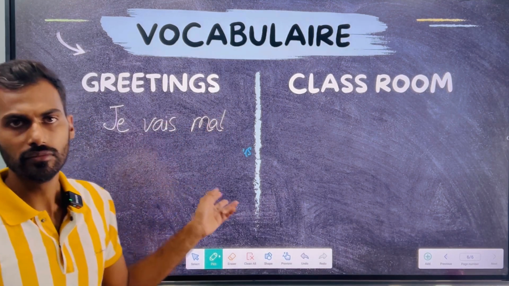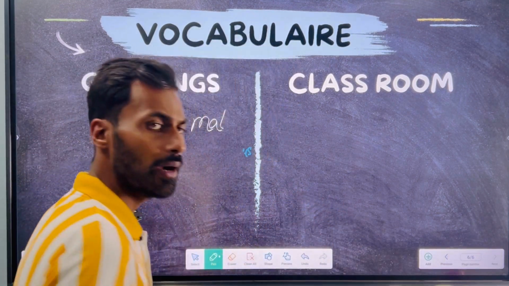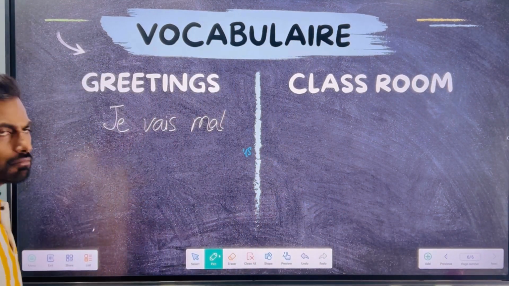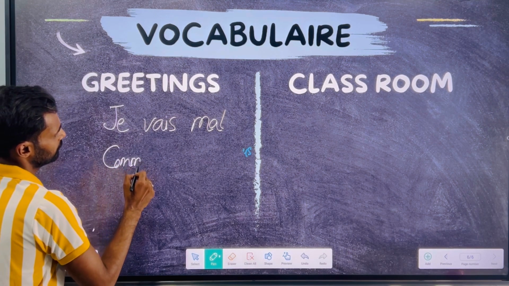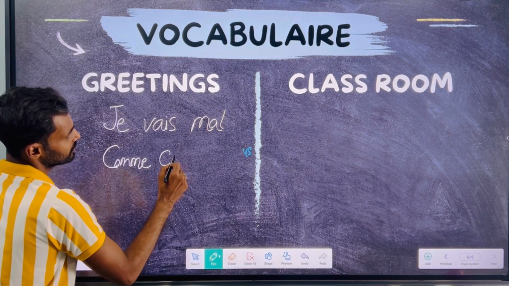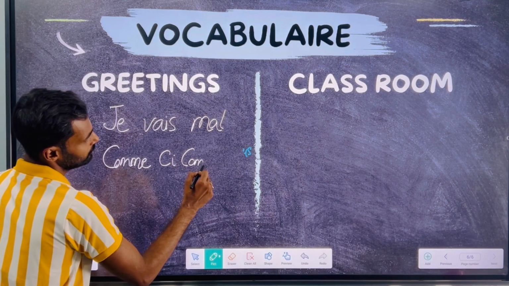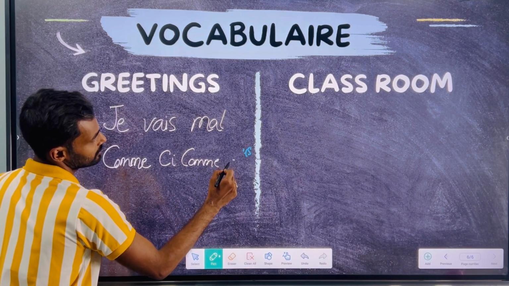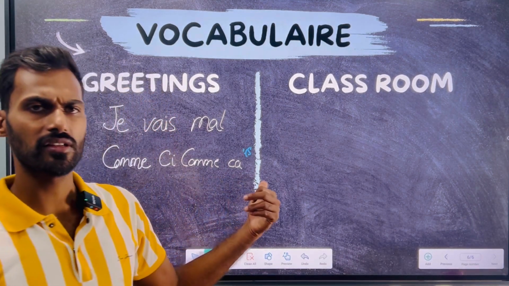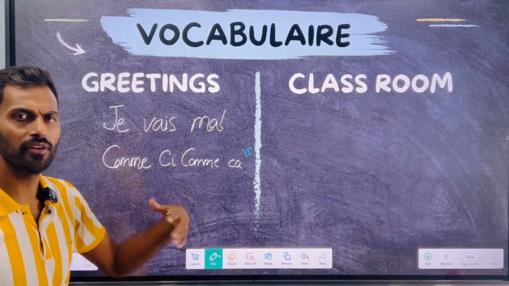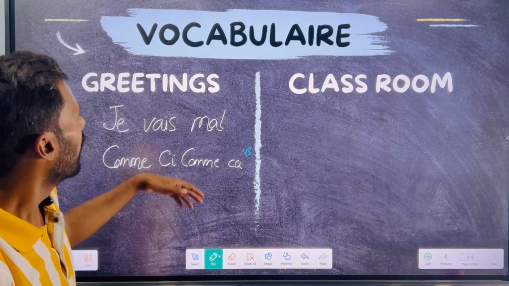I am not good. You can say like this: I am neither good nor bad. So you can say comme si, comme ça. Okay. So I think we must stick to these words first, and then we will be proceeding further.